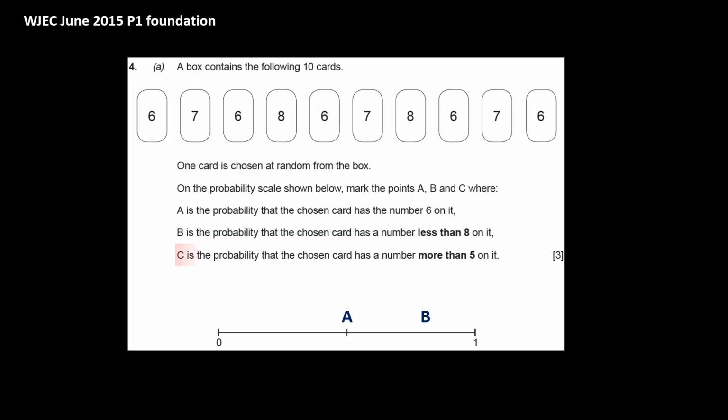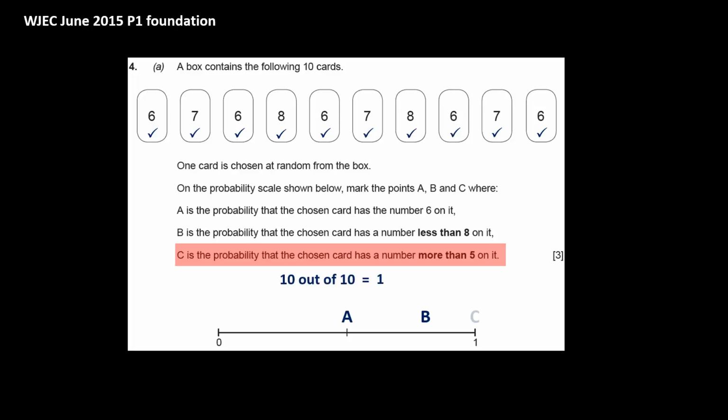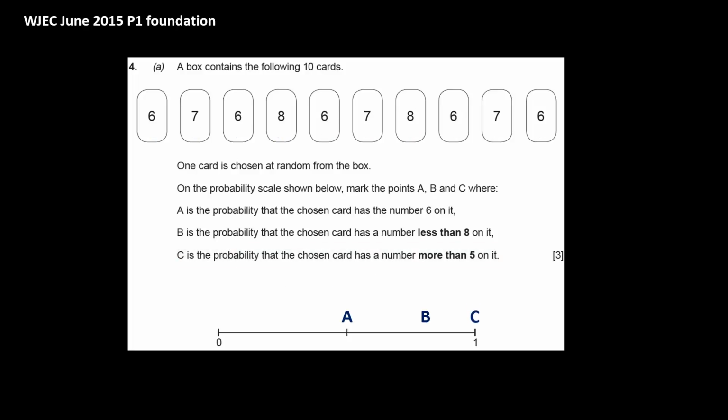And let's have a look at the last one. C is the probability the chosen card has a number more than 5. Well, if you look, all of them have a number more than 5. So it's 10 out of 10 cards have a number more than 5. So the probability is 1. It's a certain event. And there we put C just there.